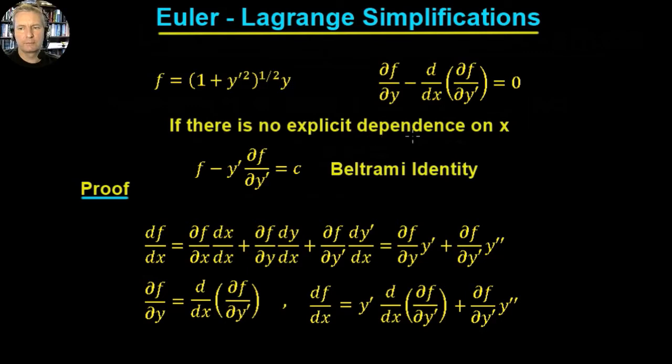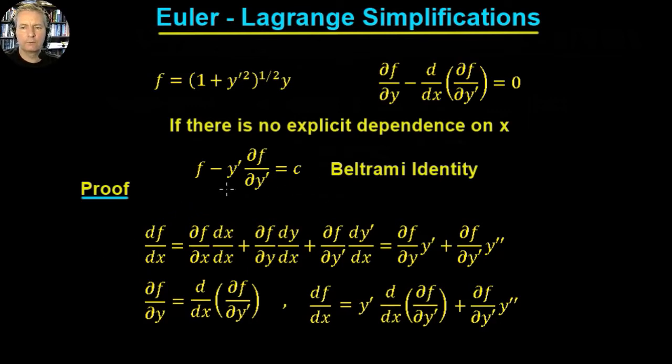So if there's no explicit dependence on x, then we can rewrite the Euler-Lagrange equation in this simpler form, and this is called the Beltrami identity. And you can see it's simpler because the Euler-Lagrange takes 1, 2, 3 differentiations, and this only takes 1, so it keeps the maths a lot simpler. So let's go ahead and show a proof of that.